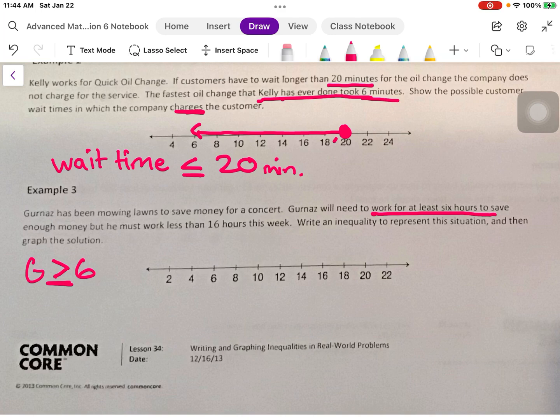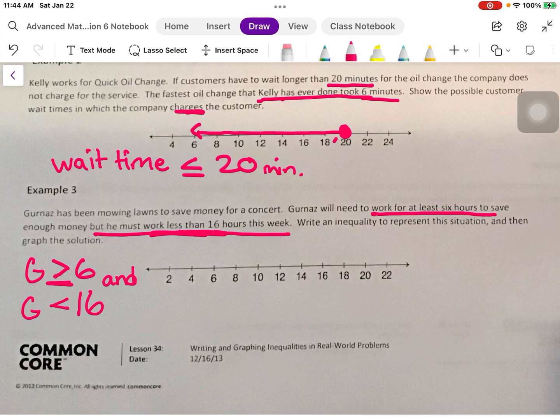The other one says he must work less than 16 hours. Maybe there's a cap. Like if you're a certain age, you only can work so many hours. That's sometimes called a labor law. So he's also got that inequality. Gurnaz can only work less than 16 hours. So he has to do that, and he has to do less than 16. More than or equal to 6, less than 16.